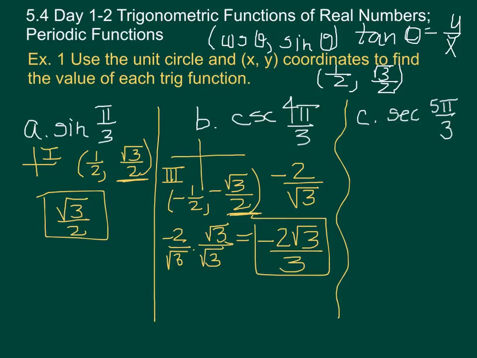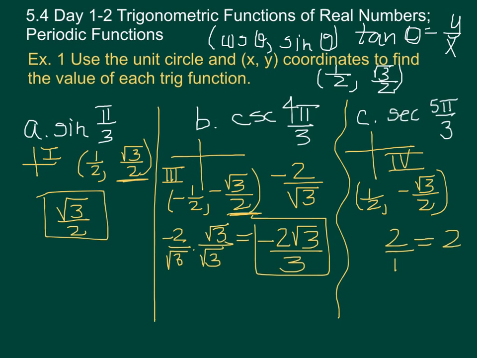C, secant 5 pi over 3 is in quadrant 4. In this quadrant, the x is positive, but the y value is negative. Secant is the reciprocal of cosine, so that value would be 2 over 1, which is 2.